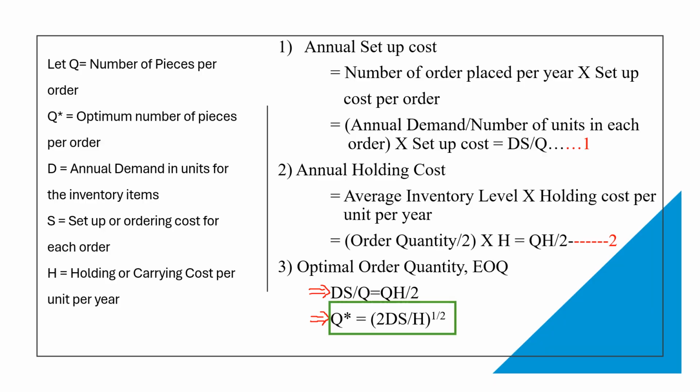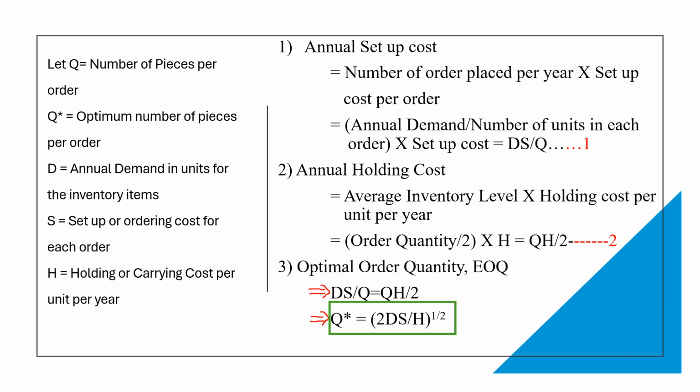Just look at the left side. The left side highlights some of the abbreviations. Q equal to number of pieces per order. Q hyphen, or you can say symbolic Q, equal to optimum number of pieces per order. You can say that is the EOQ number. D equal to annual demand in units for the inventory items. S equal to setup or ordering cost for each order, and H equal to holding or carrying cost per unit per year. In that way, as already highlighted, there are two costs. One is setup cost or ordering cost, and second is the holding cost.